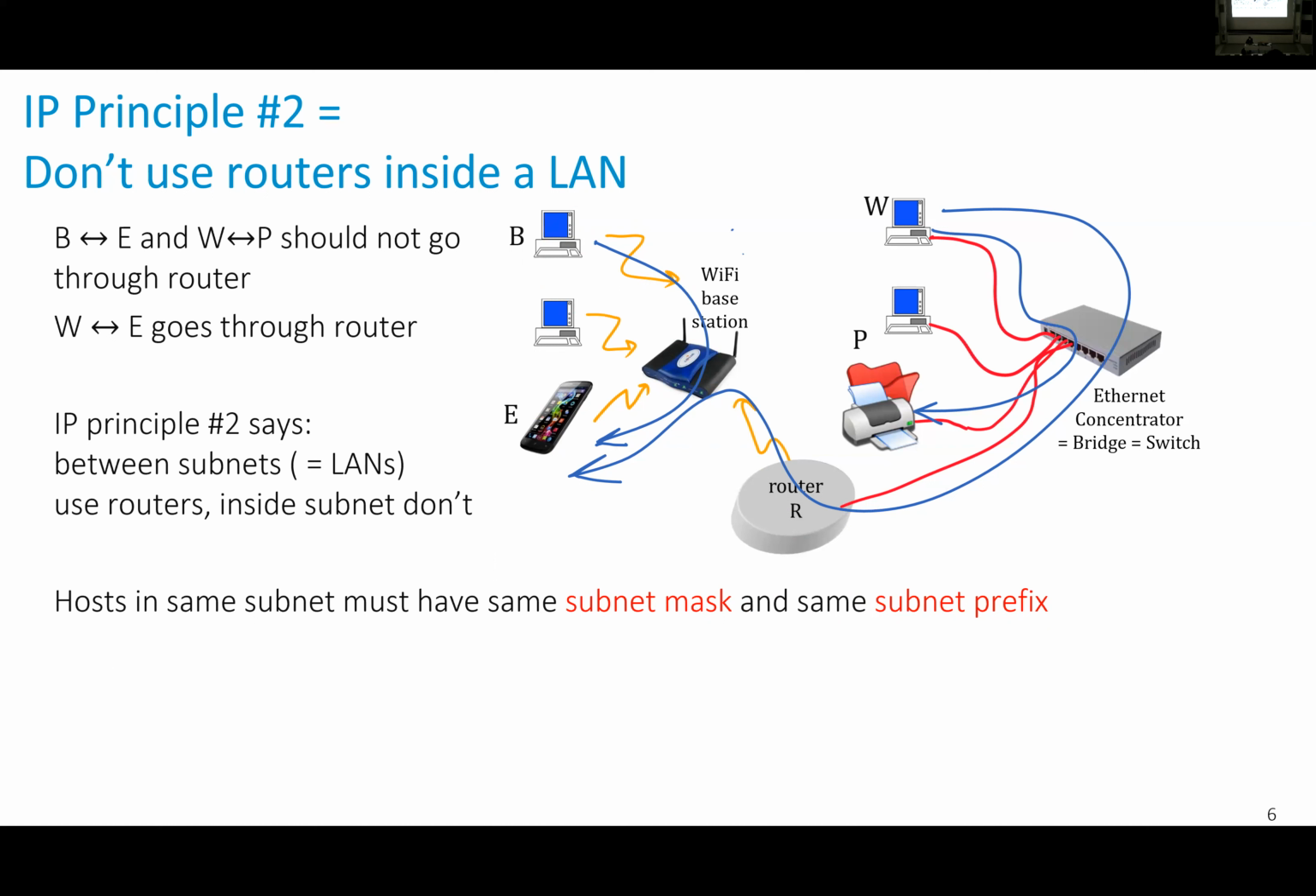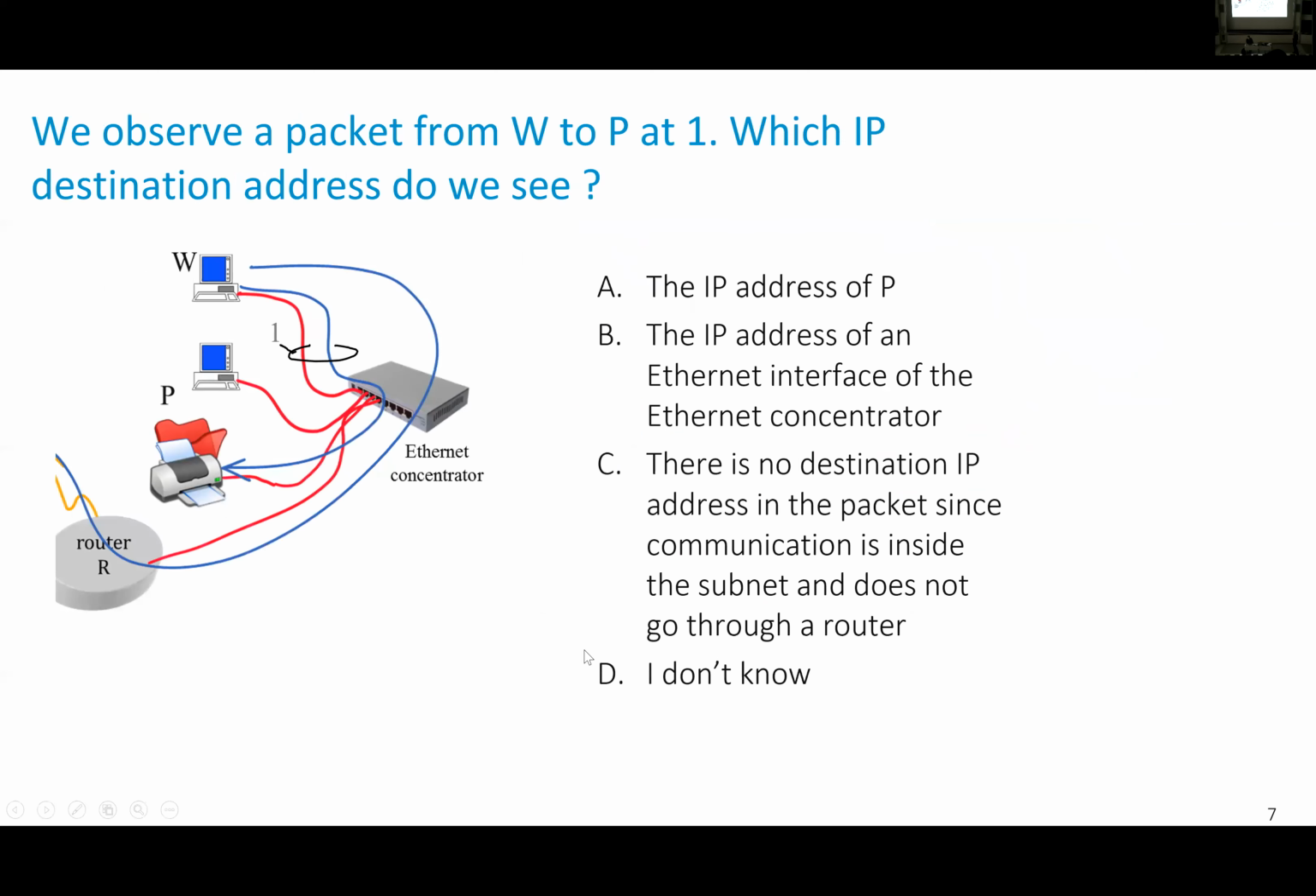Things that are in the same subnet, which means they are connected to the same MAC layer object, Ethernet concentrator or Wi-Fi base station, this should be reflected in their IP addresses. They should have the same subnet prefix, which is given by the leading bits of their IP addresses, where the number of leading bits is dictated by the subnet mask.